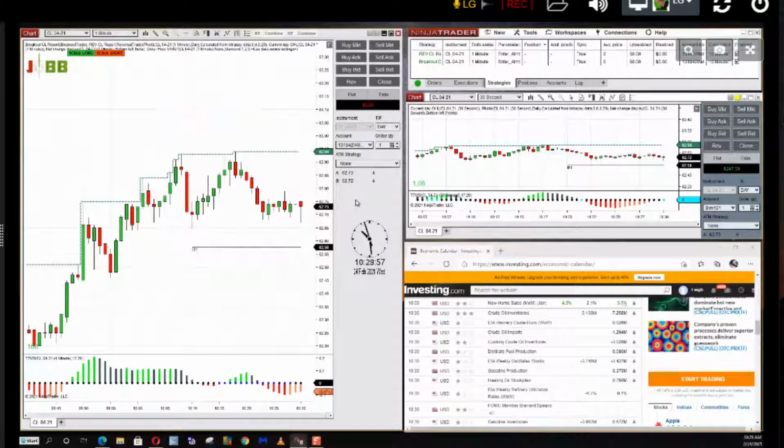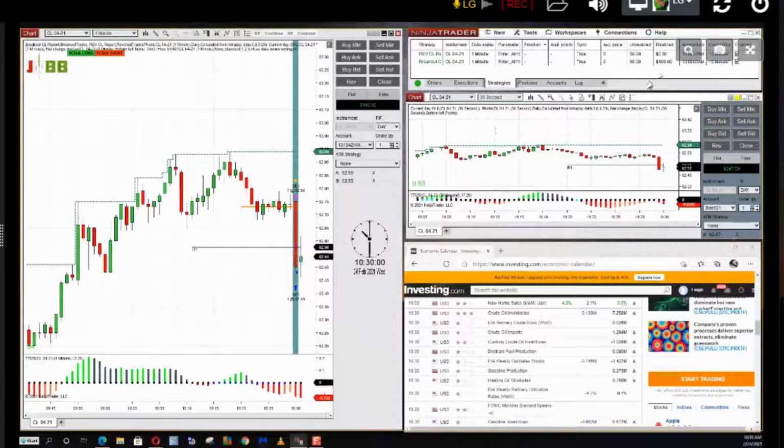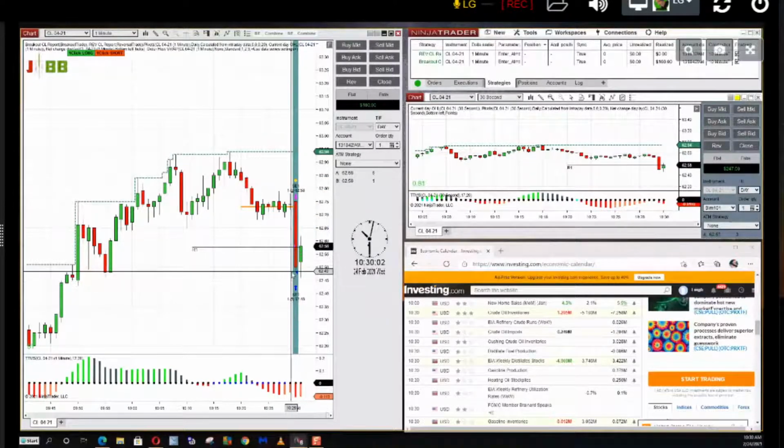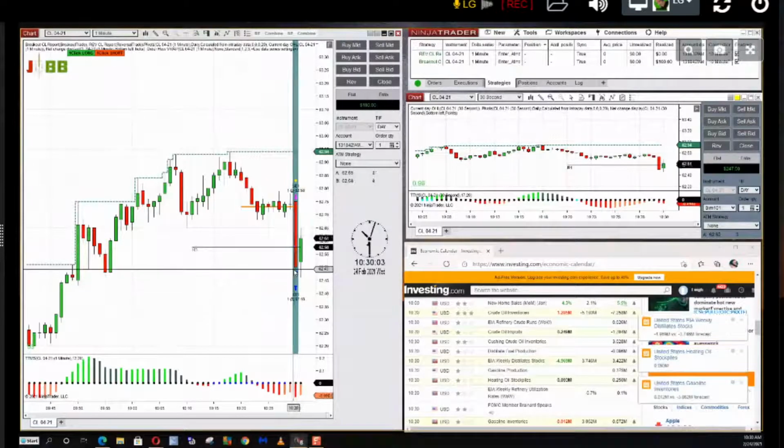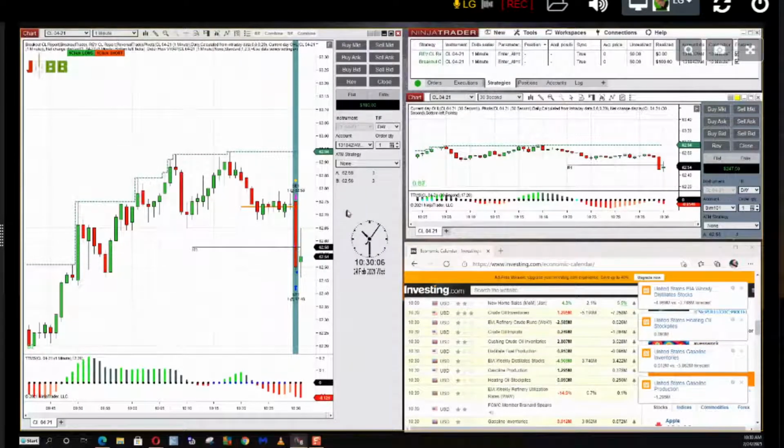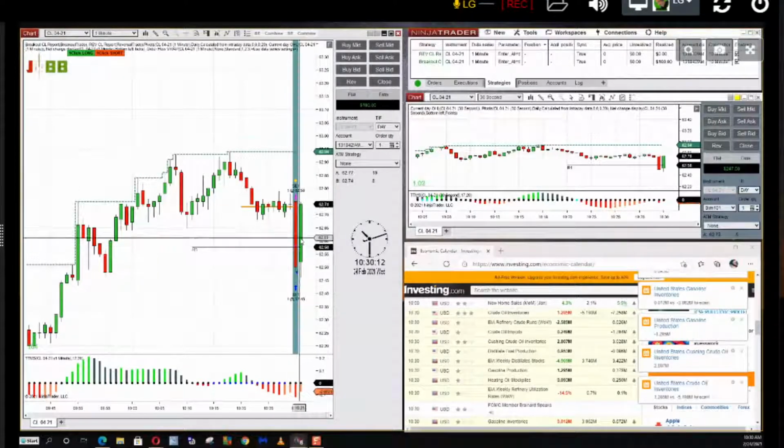So I'm just looking for 10 ticks and we got it in 1 second. Now there's your reversal candle. That's why you can't do them both at the same time, okay? There was a lot of slippage today. A lot of slippage.